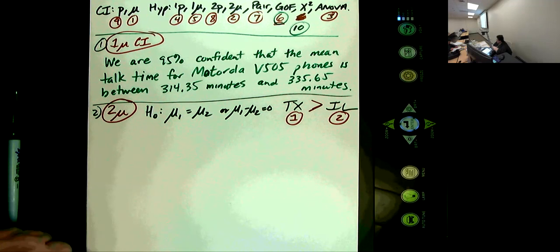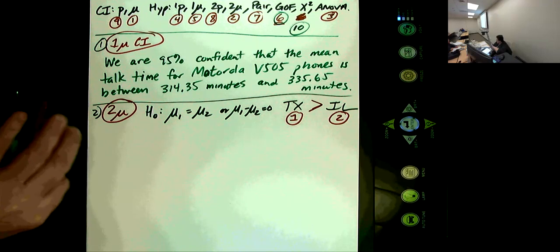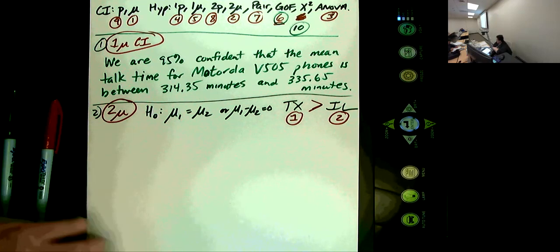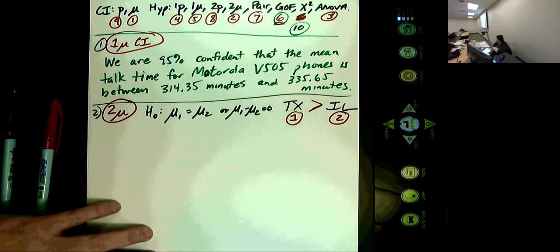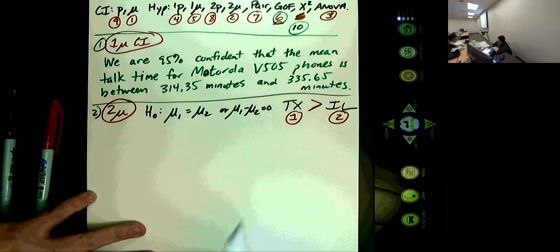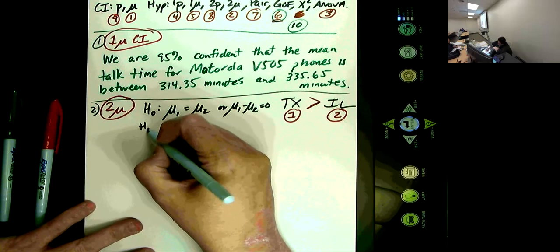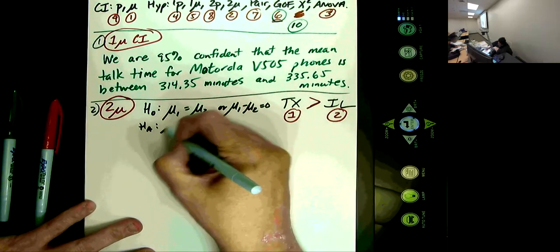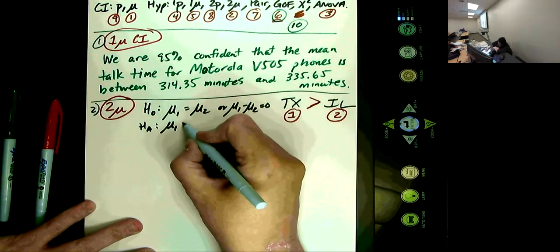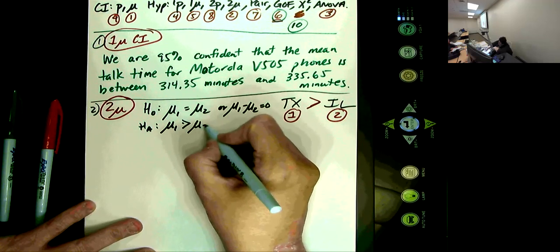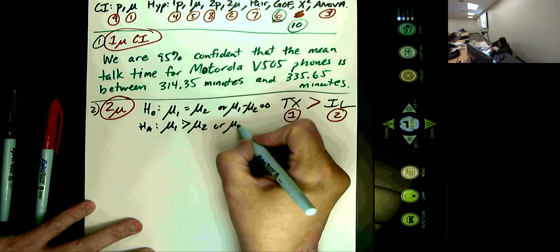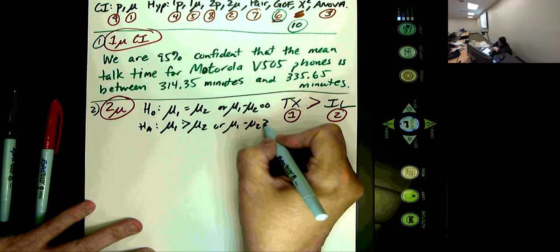Give something that indicates what that group is. It doesn't need to be a detailed sentence, just a quick one-word thing so I know what you're talking about. The Texas group versus Illinois, and now I can write my HA to match that. Mu1, this group 1, needs to be greater than mu2, or mu1 minus mu2 is greater than 0.